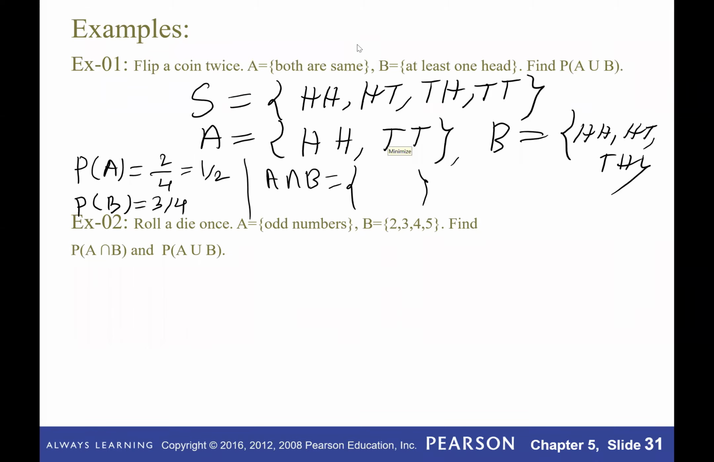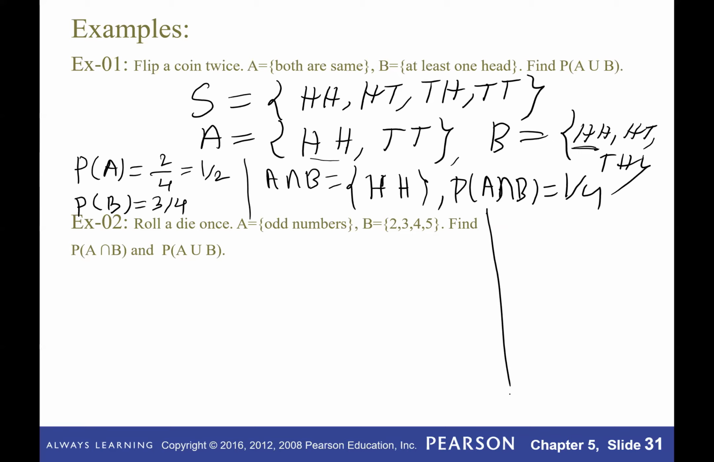No, I'm not asking about the probability. Okay, let me clear it. Yeah, the probability is correct. 1/4. Yeah, that's correct. I'm asking about the elements. Yes, HH, right? Yeah, the intersection is HH. Because we have HH here, we have also HH here, right? We have just one element in common. So probability of A intersection B is 1/4. Yeah, that's correct. Okay, now we need to find the probability of A or B.